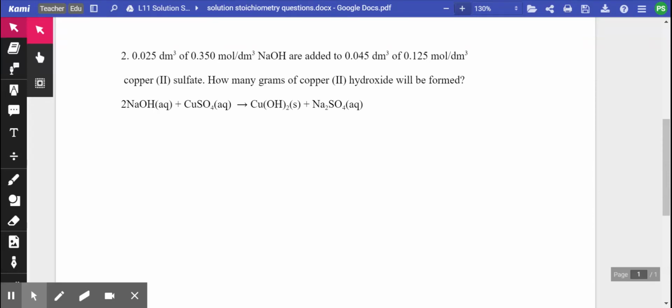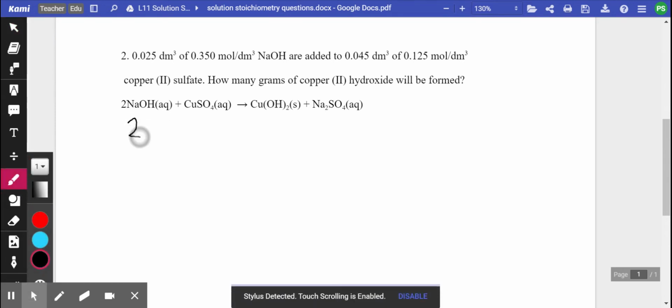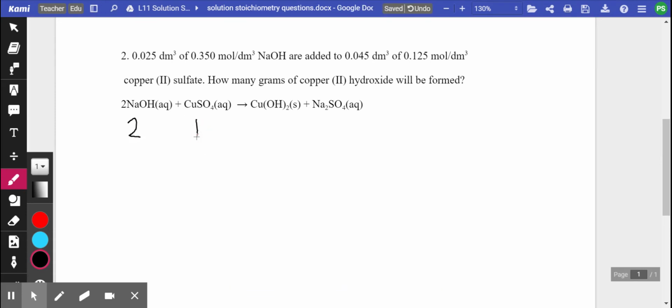Today we're going to be looking at limiting reagents and how to calculate mass in a balanced equation. Now, if we look at this equation, these coefficients are very important in showing us the ratio of the different compounds we need. So looking at these numbers, we can tell that for every 2 moles of NaOH, we need 1 mole of copper sulfate. So remember that a mole is a quantity of particles.